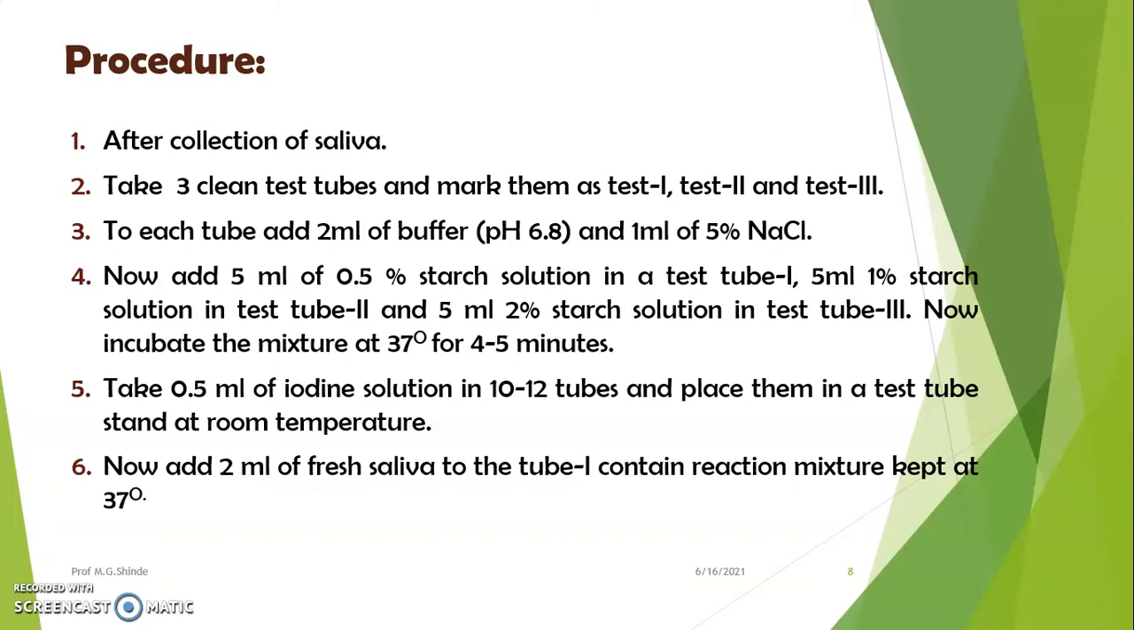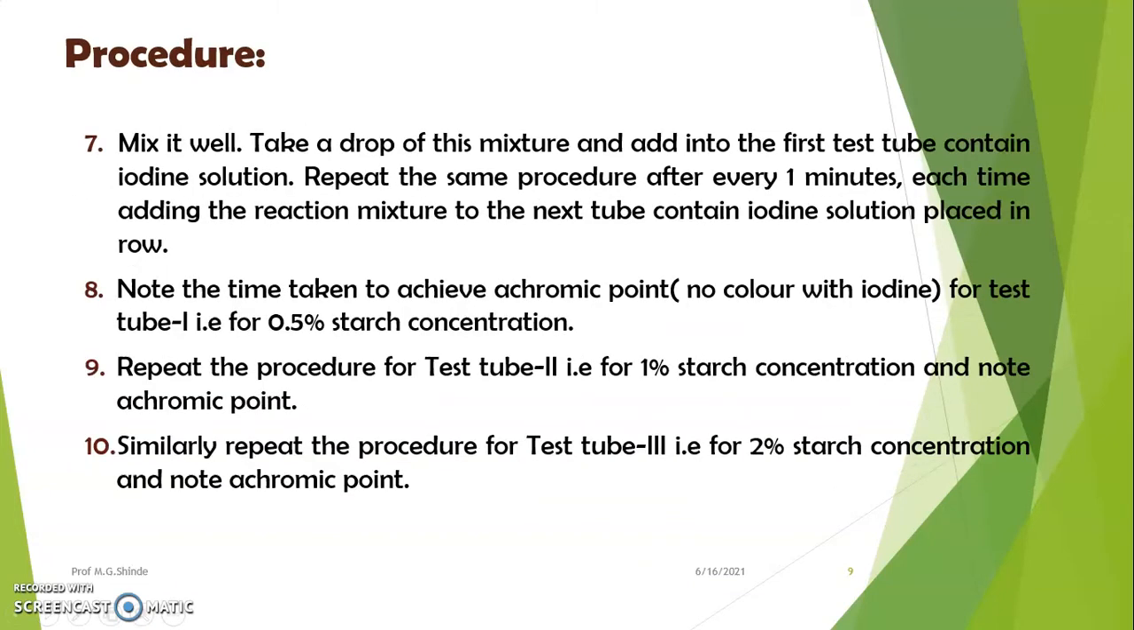After incubation, first we have to take 0.5 ml of iodine solution in 10 to 12 tubes and place them in a test tube stand at room temperature. The first test tube is marked as test tube 1, which contains 0.5% concentration of starch. You have to add 2 ml of freshly prepared saliva to that tube, mix well, and next take a drop of this mixture and add it to the first test tube which contains iodine solution.